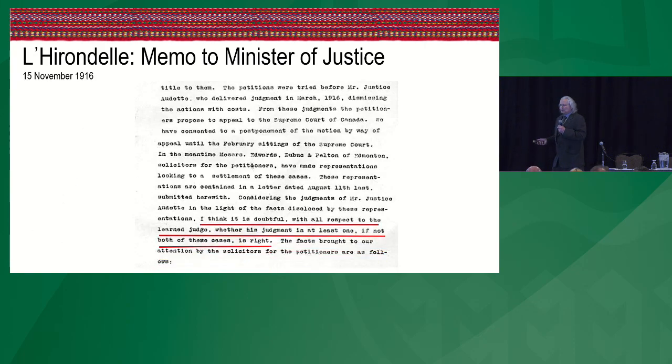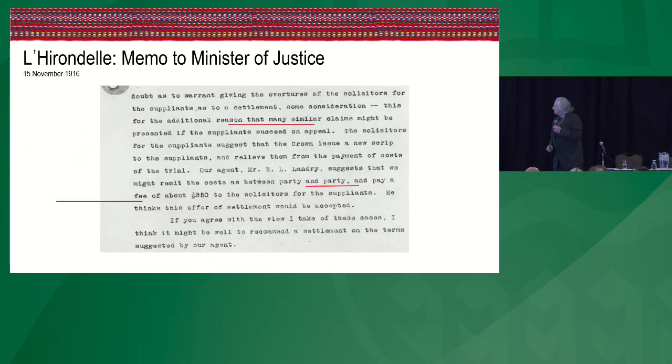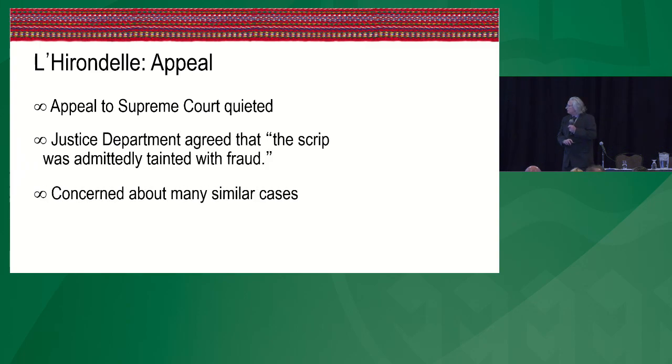And he writes a letter to the minister, right, to authorize the payout. And he informs them, you know, that we don't think the judge actually got it right. And the script was admittedly tainted with fraud. And to pay out, to quiet the appeal with some cash. And that's what happened. The appeal was quieted. So what we get there is the Justice Department agreed the script was tainted in fraud, and they were concerned about a snowball.